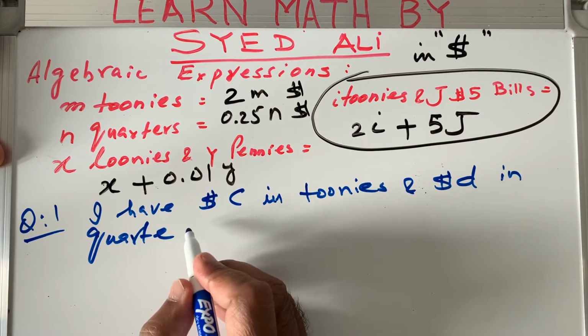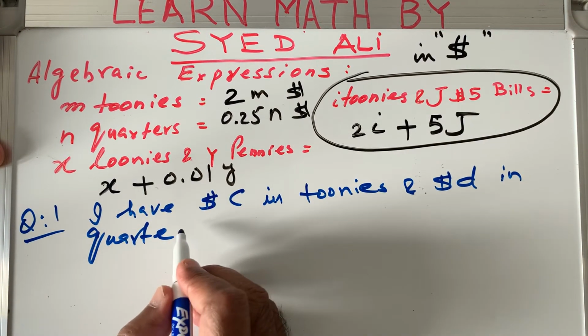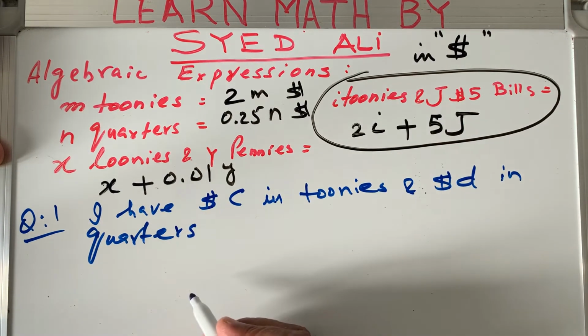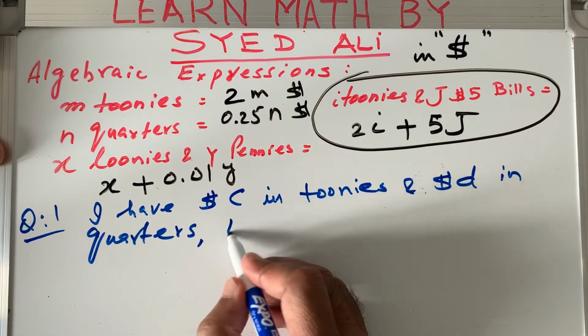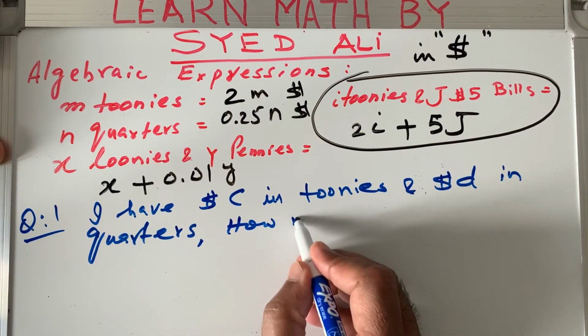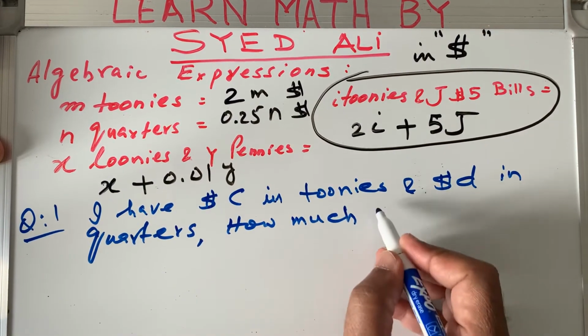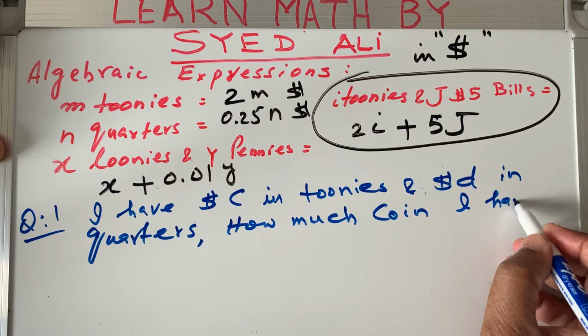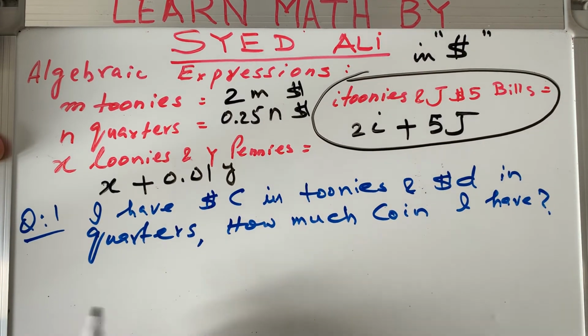Quarters are 1/4, right? Like 25 cents. And D in quarters. How many coins do I have? Now, we have to look at this statement.